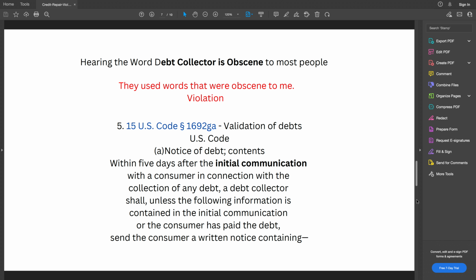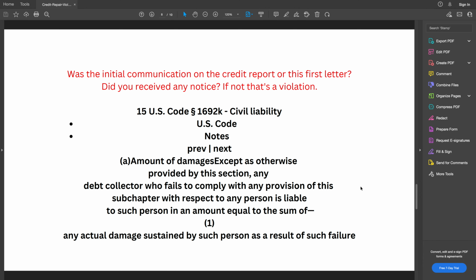15 U.S. Code 1692g, validation of debts. Did they contact you? Did they give you a notice of debt in the initial communication, either on your credit report or by calling you? Did they let you know that they were going to do that? If they didn't, then you circle it, it's a violation.